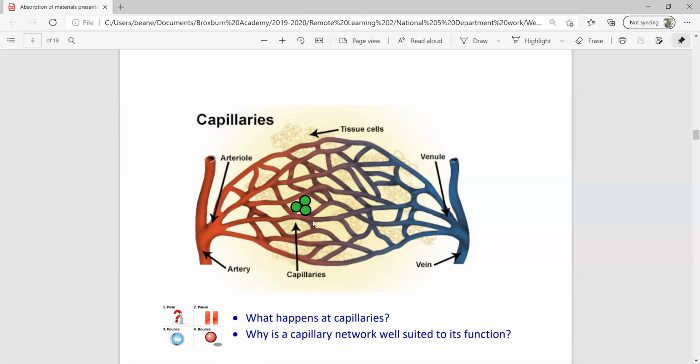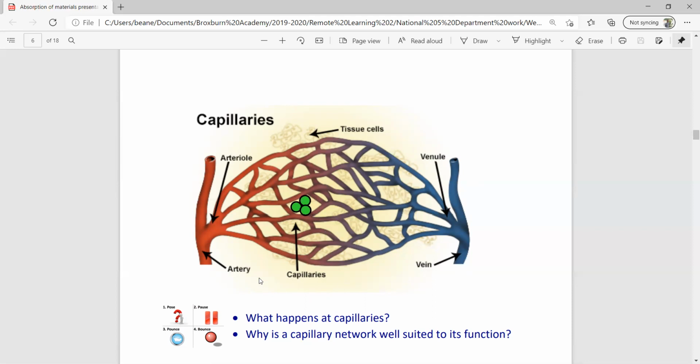Similarly, we'll have exchange of materials because this will have a high concentration of waste compared to the blood. So the waste, like carbon dioxide, urea, will diffuse back into the blood. So capillary beds are areas where exchanges are taking place, and it's all down to diffusion.